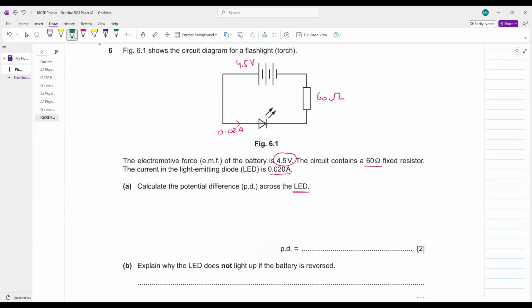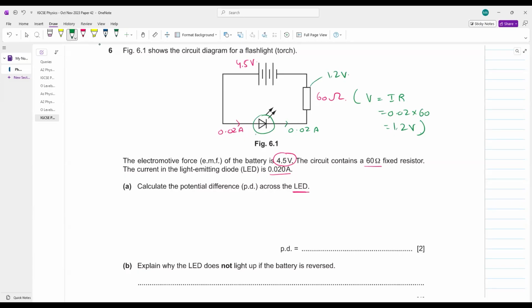Okay. Can you realize if the current here is 0.02 ampere, the current in the entire circuit will be 0.02 ampere because this is a series circuit. How will you calculate the voltage across the resistor? V is equal to I R. Your current is 0.02. Resistance is 60. 0.02 into 60 comes out to be 1.2 volts. 1.2 volts is getting eaten up by this resistor.